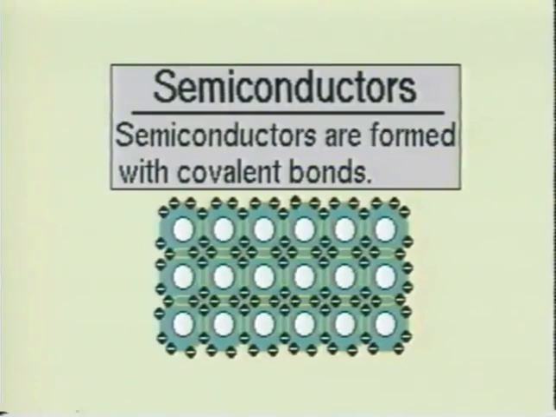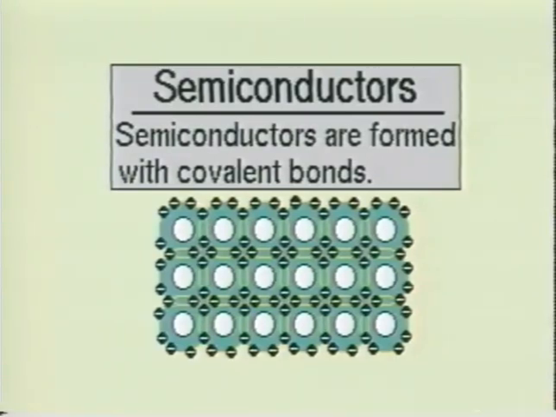Covalent bonding occurs in materials which are used for semiconductors. Covalent bonding holds the atoms much closer together than does the ionic or metallic bonds. Semiconductor materials contain both positive and negative ions. The positive ion will contain holes in which electrons could exist, while the negative ion contains extra electrons.